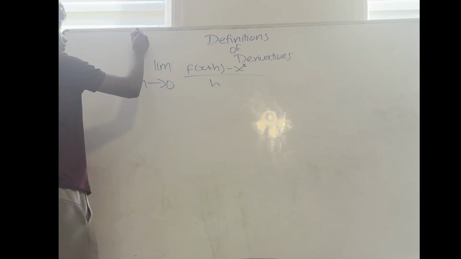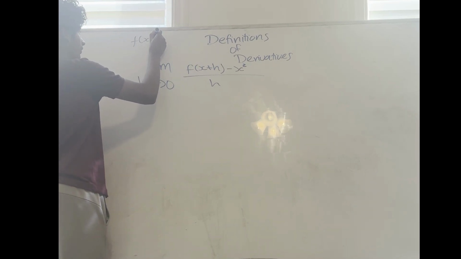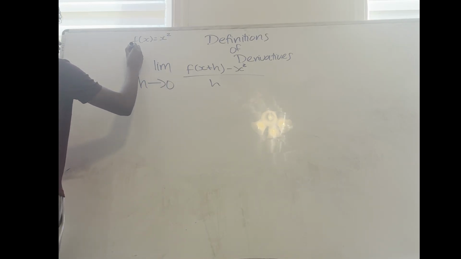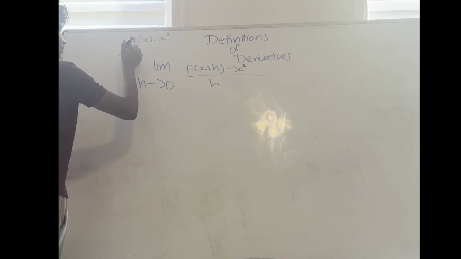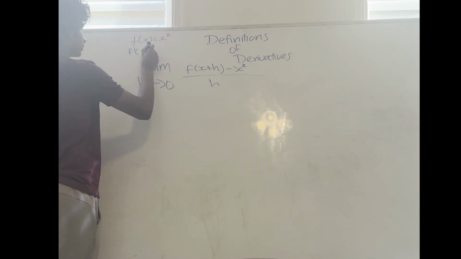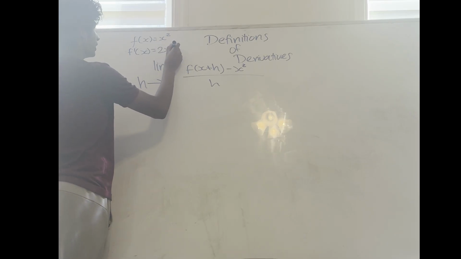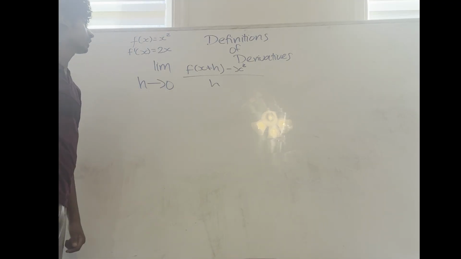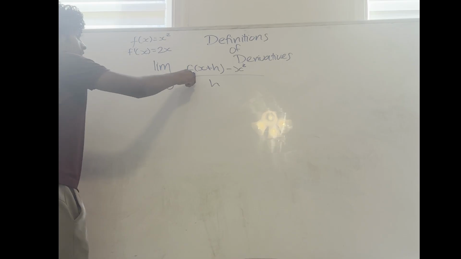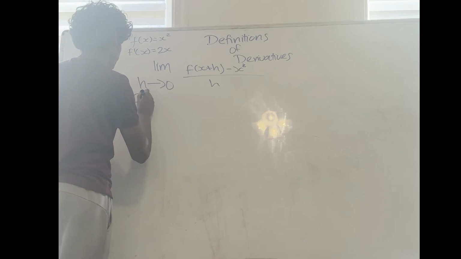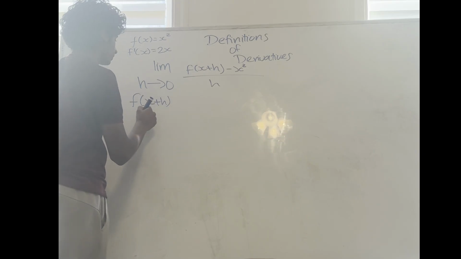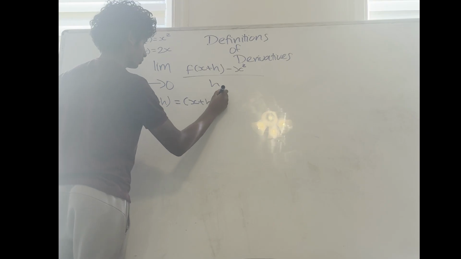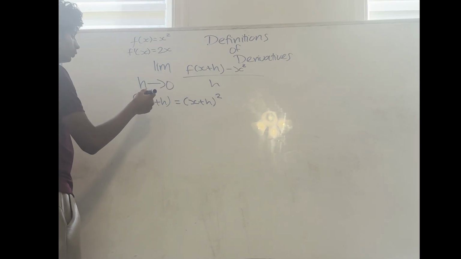Now let's say that we have a function f of x is equal to x squared, all right? We know that the derivative of this is f prime of x is equal to 2x. How do we know that the derivative of x squared is equal to 2x? Okay, we first have to substitute f of x plus h is equal to x plus h squared, all right? That's how we simplify this weird thing.